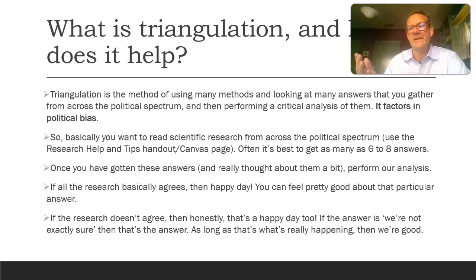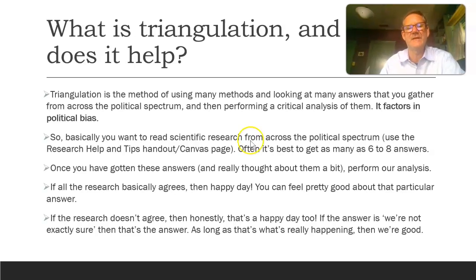So what is triangulation and how does it help? Triangulation is the method of using many methods and looking at many answers that you gather from across the political spectrum and then performing a critical analysis of those answers, okay? It factors in political bias. So this is good. This is really helpful.